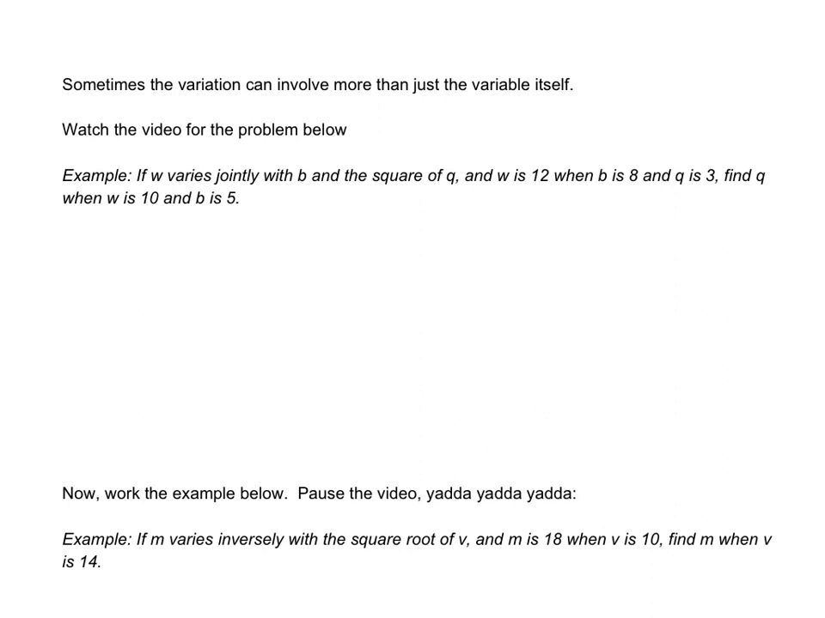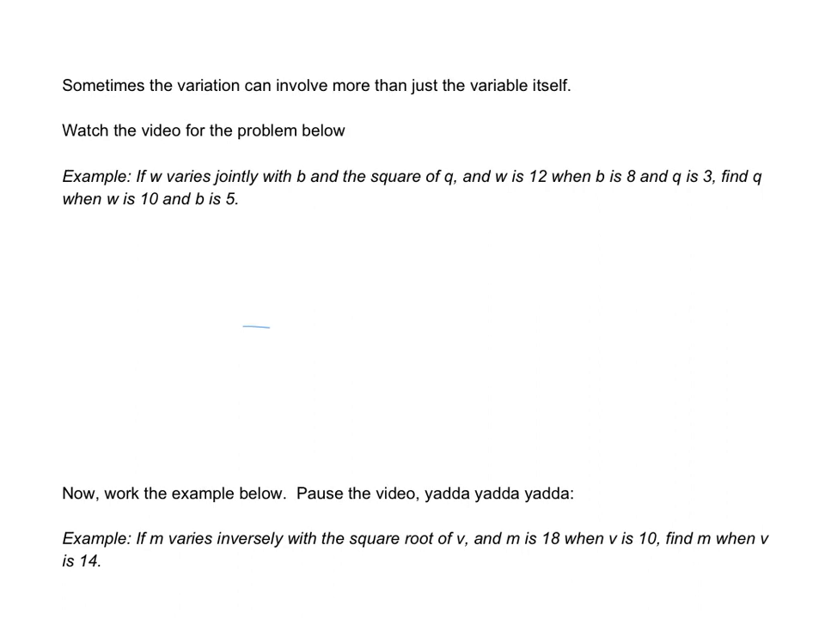If y varies jointly with b and the square of q, w is 12 when b is 8 and q is 3, find q when w is 10 and b is 5. So the joint variation equation is normally y equals k times variable, but this says here that w varies jointly, so it's going to be k times something, with b and the square of q. So it doesn't really make a difference in the actual setup of the equation. It's just that what you put in there as one of the variables is not just the variable itself.